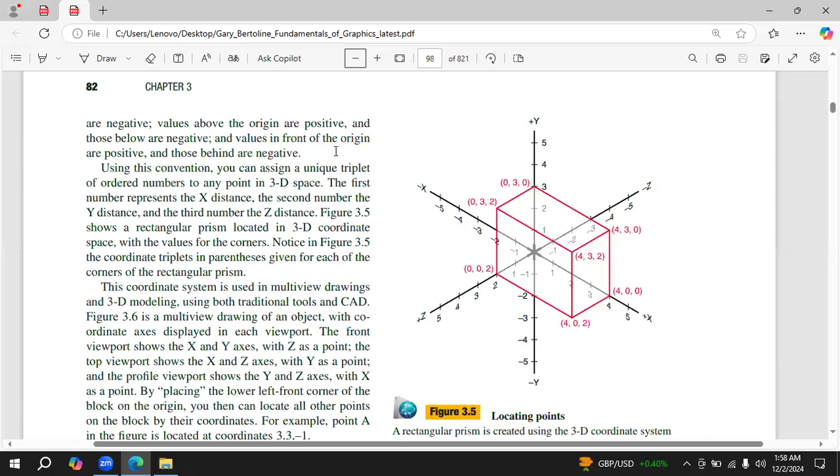So the values in front of the origin are taken as positive, and the values behind the origin are taken as negative. So using this convention, you can assign a unique triplet of ordered numbers to any point in 3D space. The first number represents the x distance, the second number denotes the y distance, whereas the third number indicates the z distance by convention.